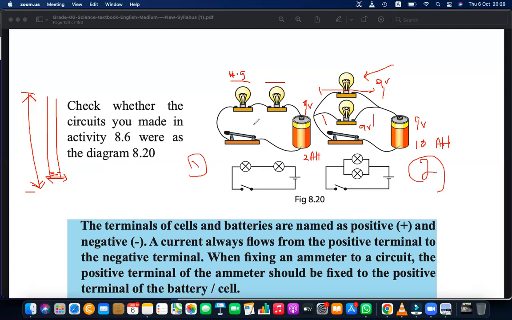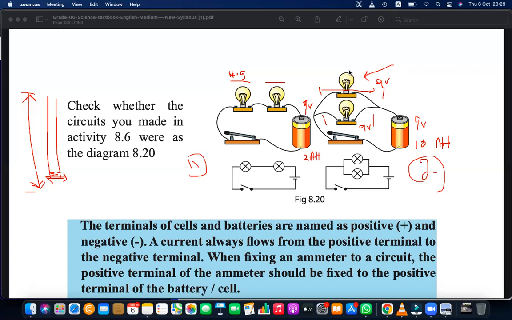Because the amperage we draw is only the amount these bulbs require. Let's say the 2 ampere hour battery supplies one ampere per hour, then it will finish quickly. Within 2 hours maybe it's over. But here it will last for 10 hours. So when you have more ampere hours, you can keep the battery for a longer duration.